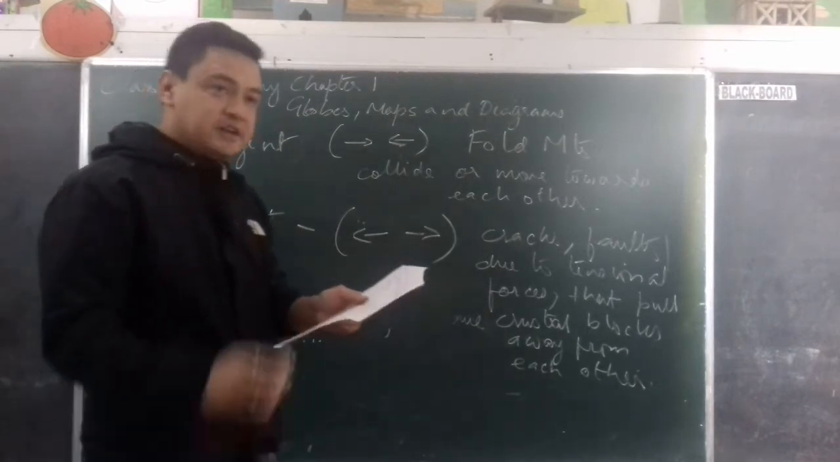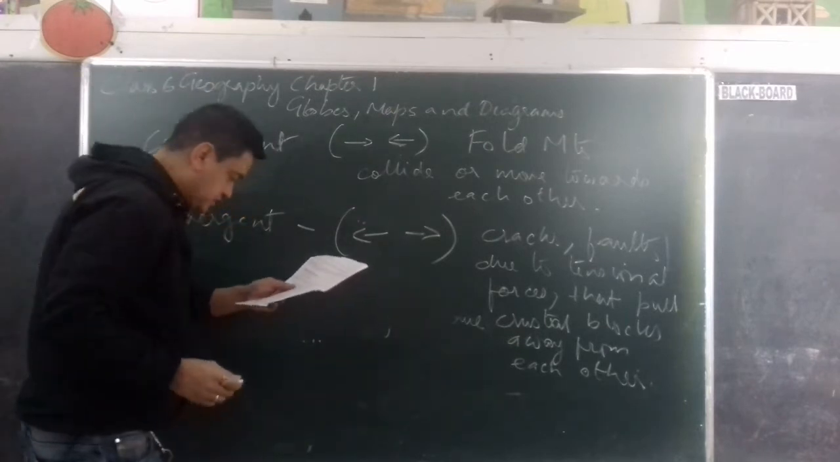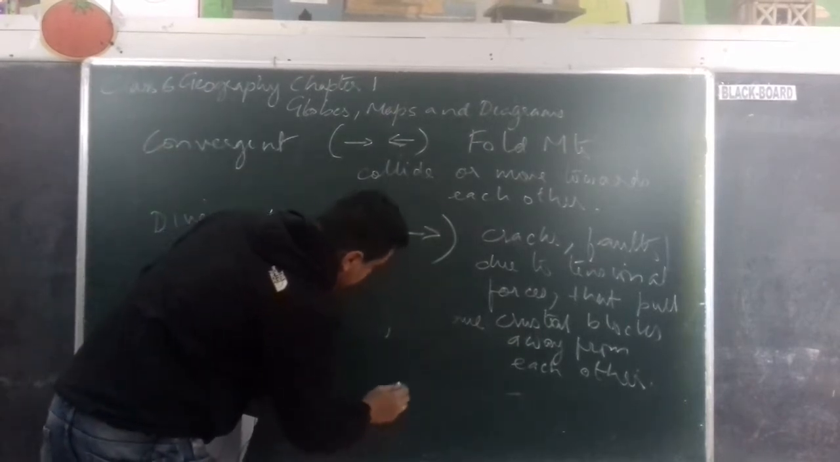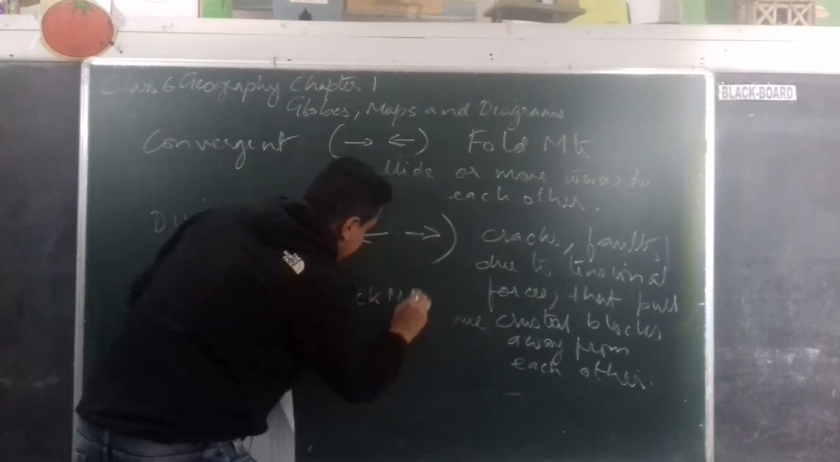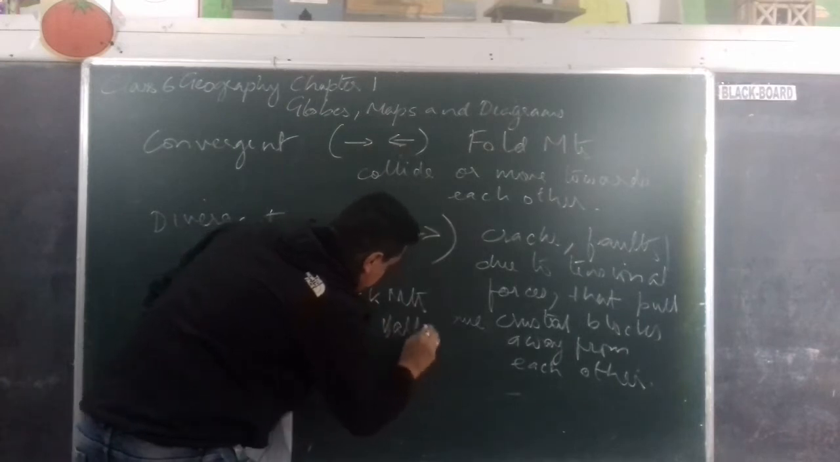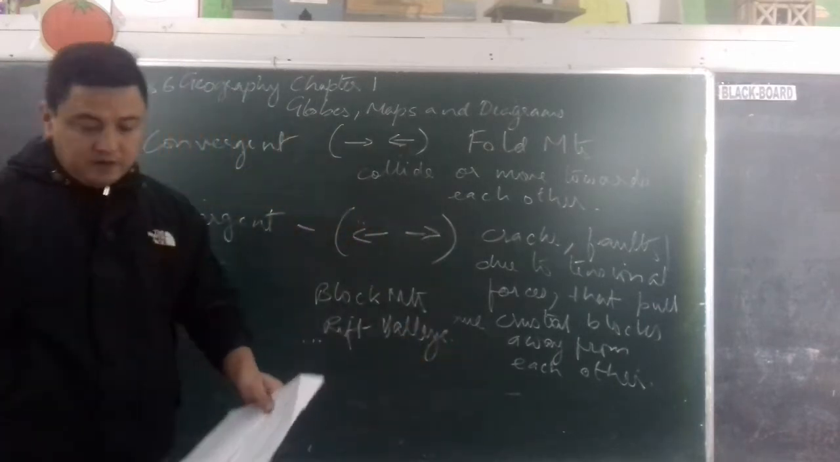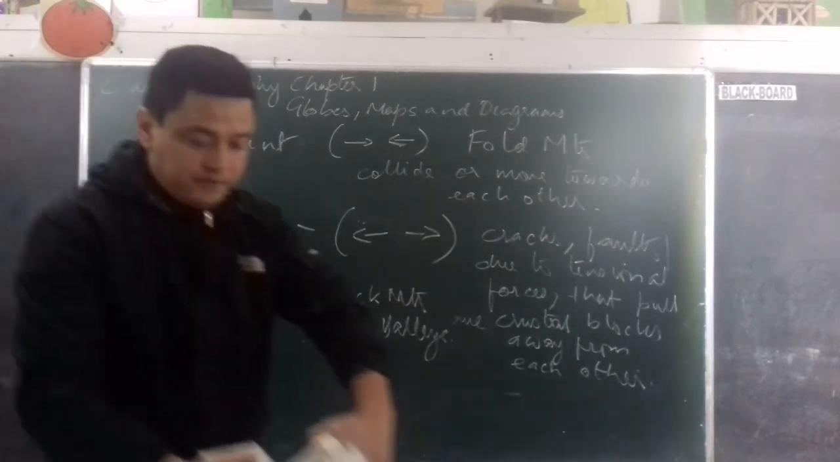Transform movement we will study later on. But this divergent movement causes block mountains and rift valleys. So, with the help of a model of the earth, I am going to try to explain these two movements.